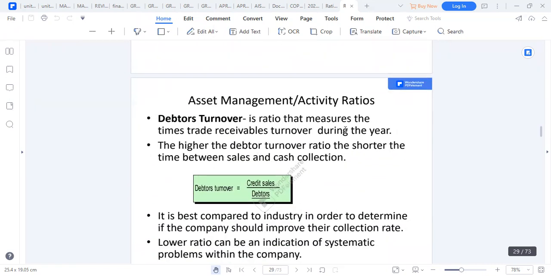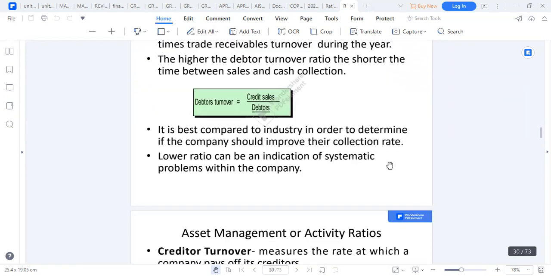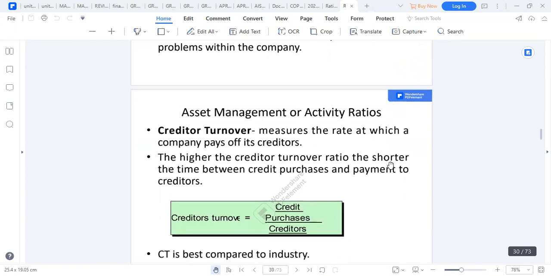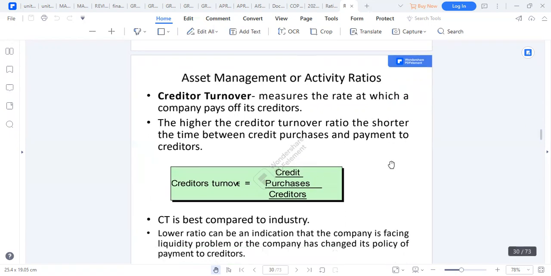And we also spoke of debtors days, which looks at how long we take to receive our money. So credit sales over debtors. So these ones look at the debt collection department. If we have a lower ratio, it simply means that we have problems in the company in terms of debt collection. Creditors turnover, on the other hand, looks at our ability to pay our debt. So our lower ratio simply indicates that we're facing liquidity problems. We're taking too long to pay our creditors.